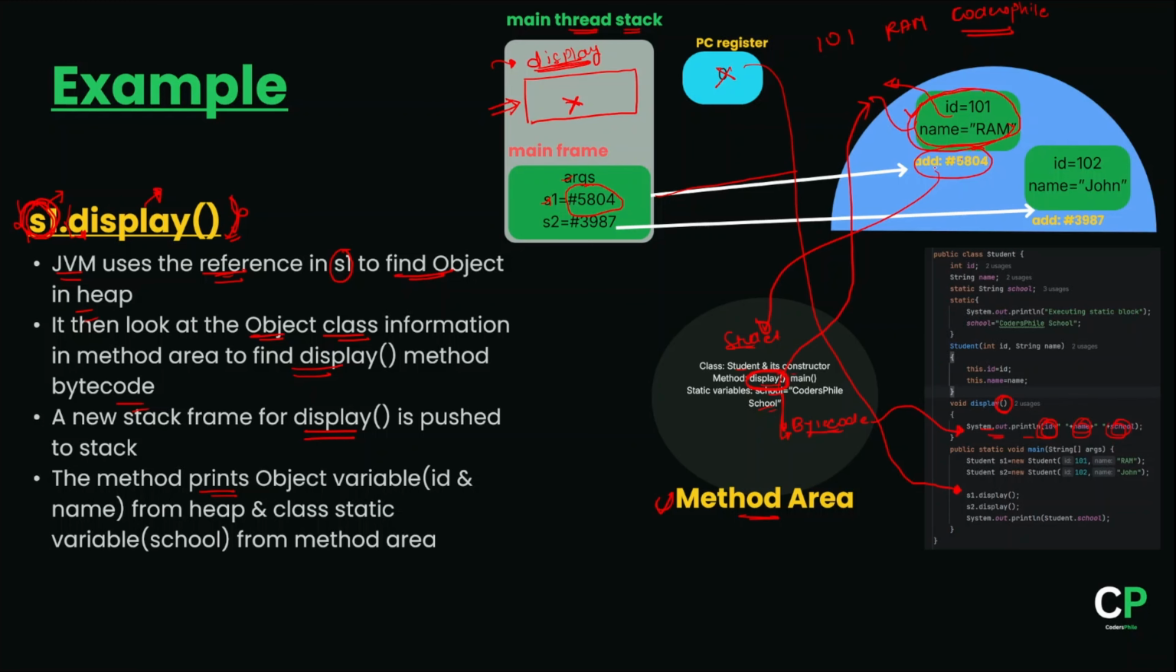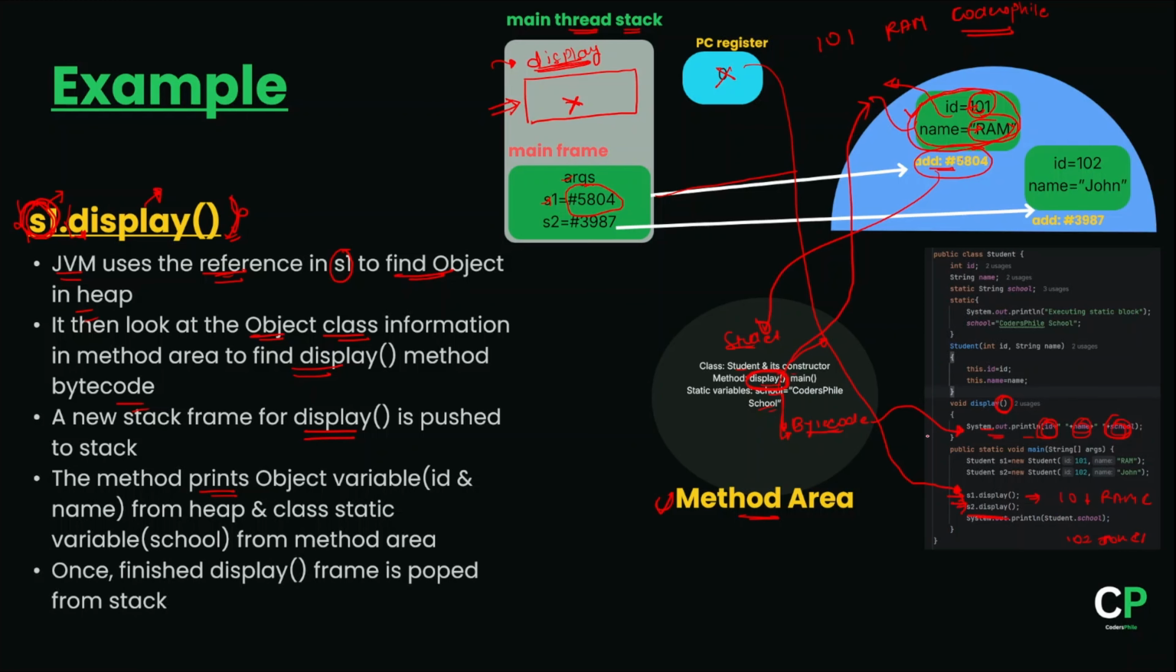Since id and name are instance variables, this display method will take these values from the object, that is 101 and RAM, and the value of the static variable will be taken from the method area, since it is a static variable. So this is the way the method s1.display will be executed, and it will print 101 RAM and Codersphile. Similarly, the s2.display method will be executed, and it will print 102 John and Codersphile.